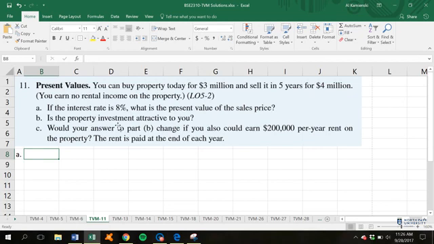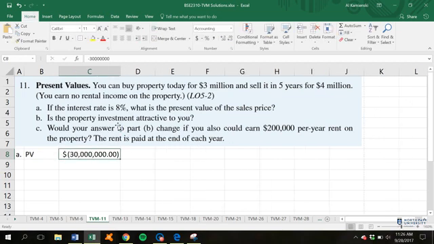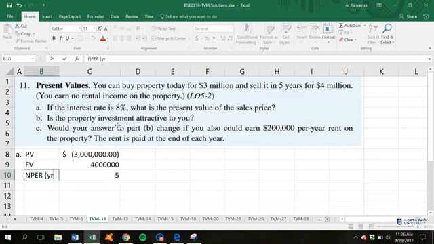So what this is saying is you could buy a property right now, present value of $3 million. Again, let's key that in as a negative. And you can sell it for $4 million in 5 years. So let's call that N per. We know that that's going to be years, so let's actually go ahead and label that. If the interest rate is 8%, what is the present value of the sales price?